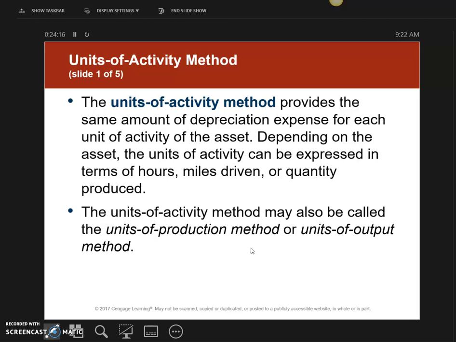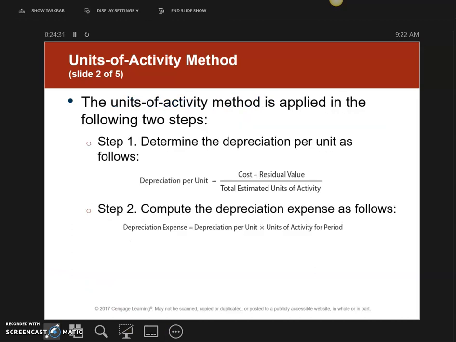I can count a piece of equipment by how many hours it's used, or a piece of manufacturing equipment by the quantity produced. So this is called units of activity. The formula is very similar to the other one. Let's move on. Here's the formula.